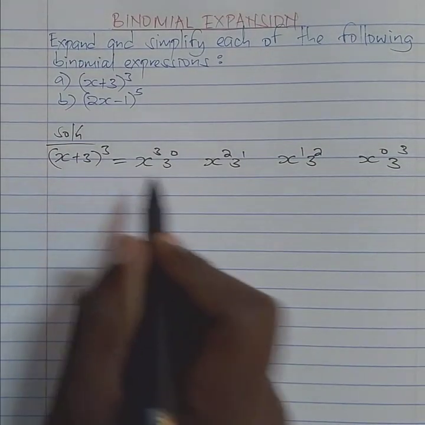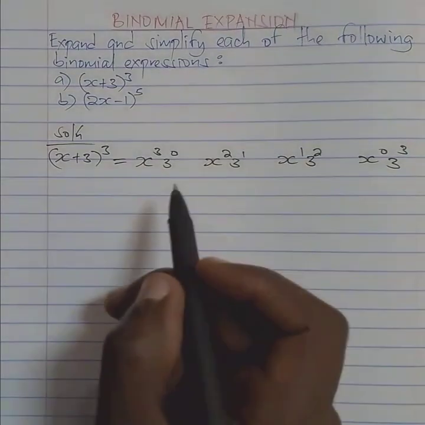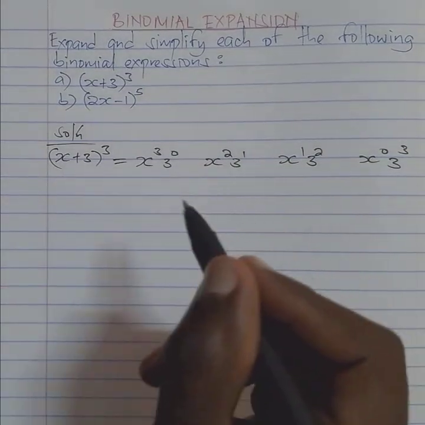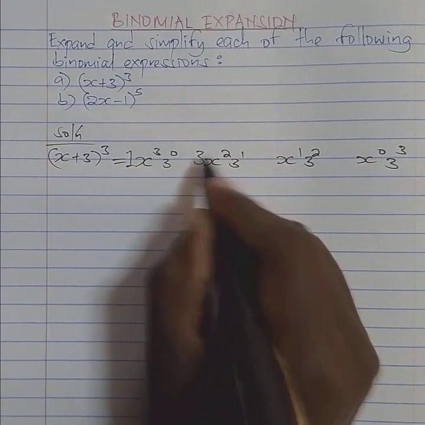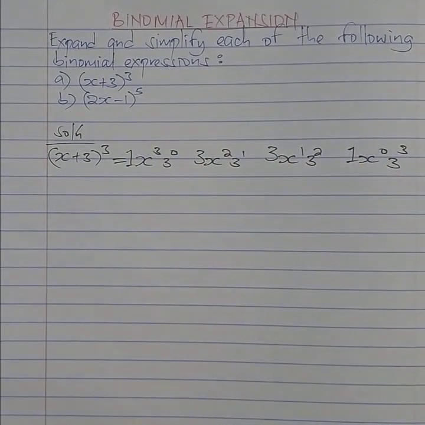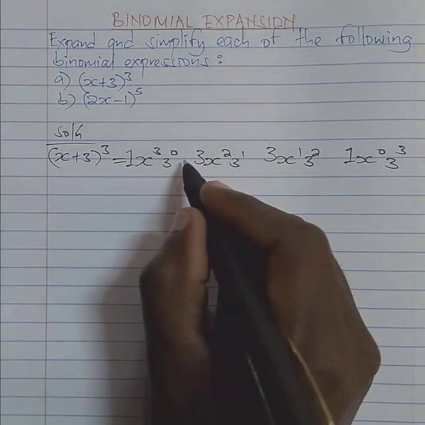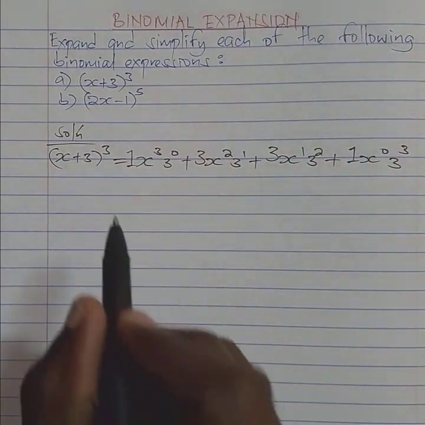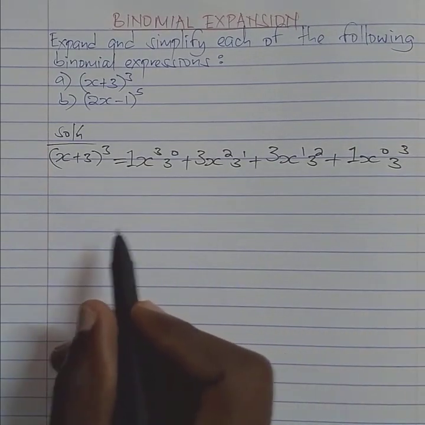Afterwards, we go to the binomial coefficients. You go to your log table and look for the binomial coefficients for the power of 3. You'll notice that we have 1, then 3 as the second one, the third one is 3, and the fourth one is 1. So there are 4 of them. You write them in the same order, and then you add all of them. So this is the answer now, but we have to simplify. The final step is to simplify.